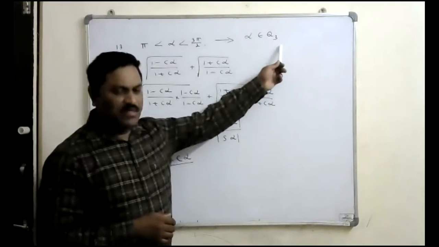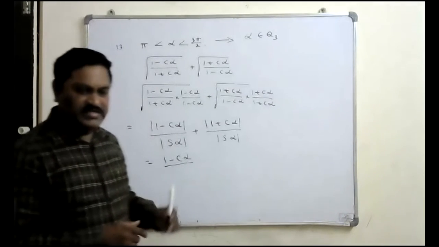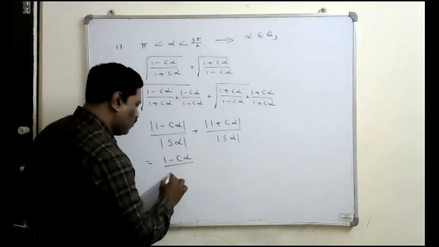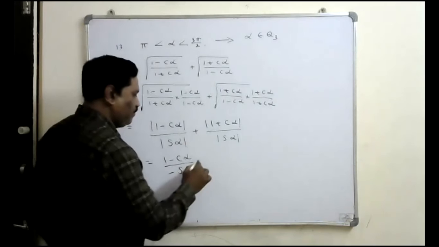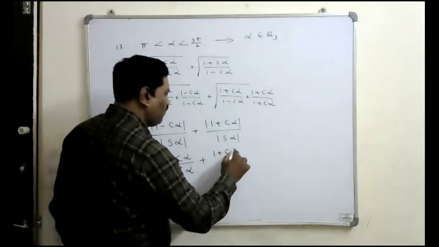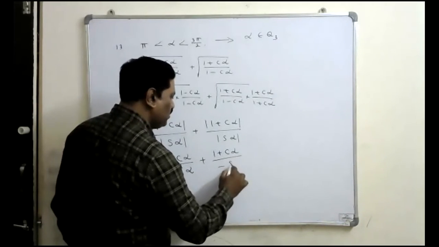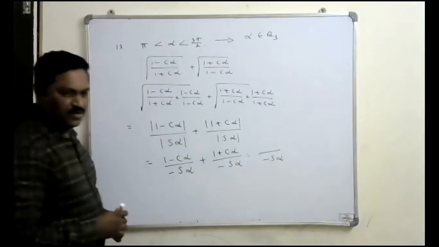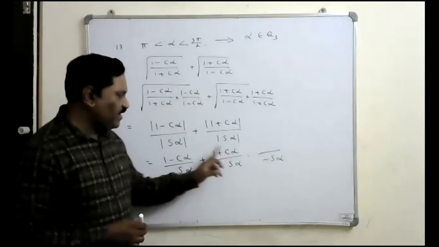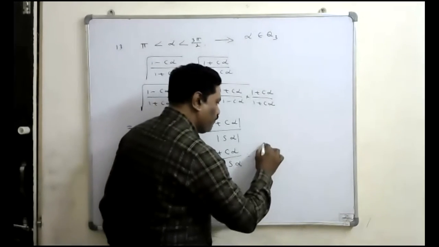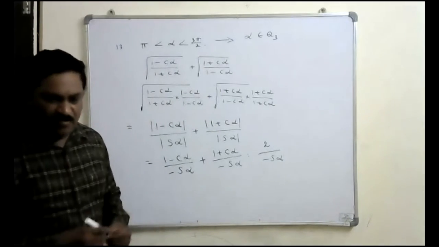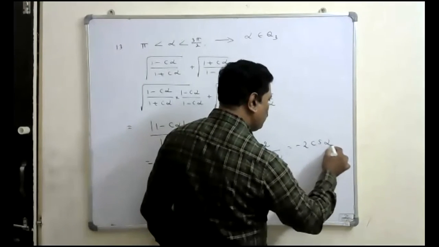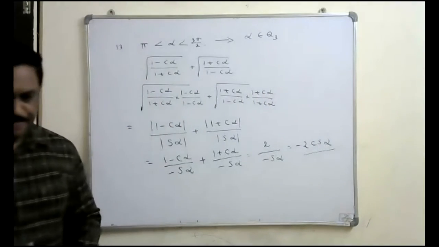Where alpha lies in the third quadrant. In the third quadrant, sin alpha is negative. Sin is negative in the third quadrant, so mod sin alpha you can write minus sin alpha. Plus, of course, 1 plus cos alpha is also always positive, by which is minus sin alpha. Where LCM is minus sin alpha. So if you add the numerator, cos alpha gets cancelled, 1 plus 1 is 2. 2 upon minus sin alpha is the answer. So that is minus 2 by sin alpha, that is minus 2 cosecant alpha. This is the answer.